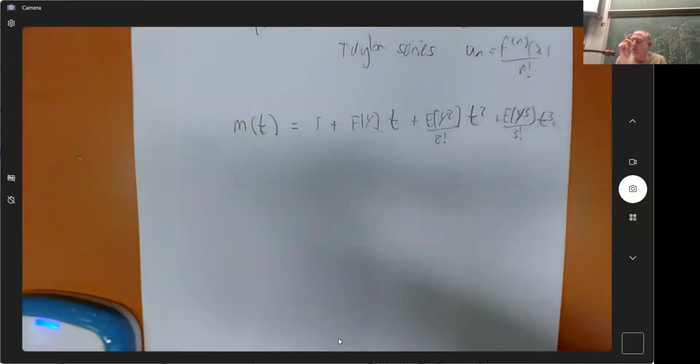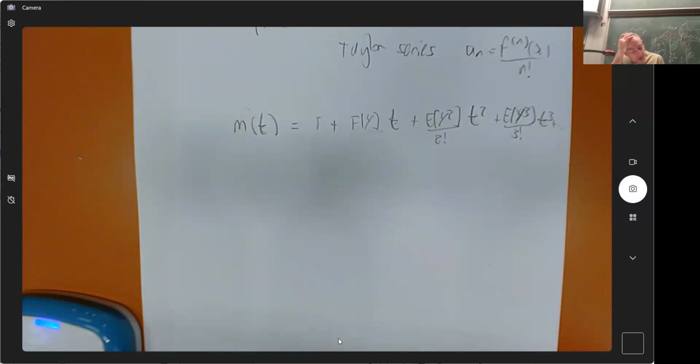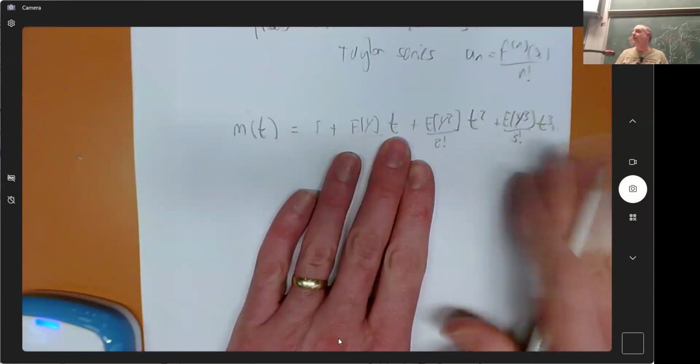So I just want to check something. Can you just check for me in the notes that the expected value of y to the power of n is the nth derivative of the moment generating function with 0 subbed in? Is that right? Right. So I have got this correct then. Okay.